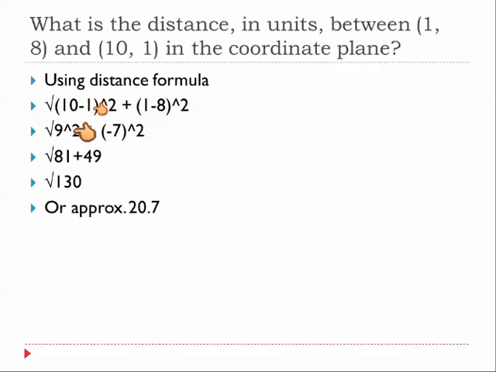So 10 minus 1, that's 9. 1 minus 8, that's negative 7. You square 9, you get 81. You square negative 7, you get 49. 81 plus 49 is 130. Square root of 130 is approximately 20.7. So you could say square root of 130, or you could say 20.7. Either one of them would give you the correct answer there.